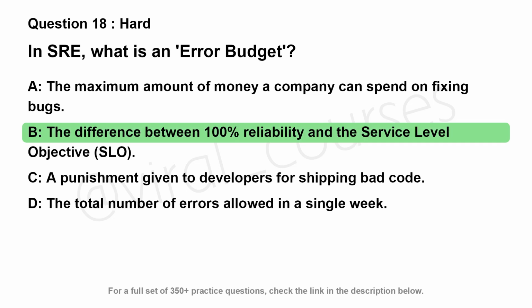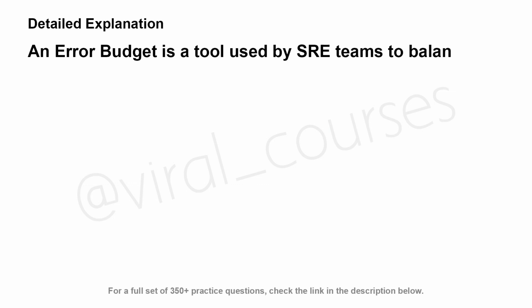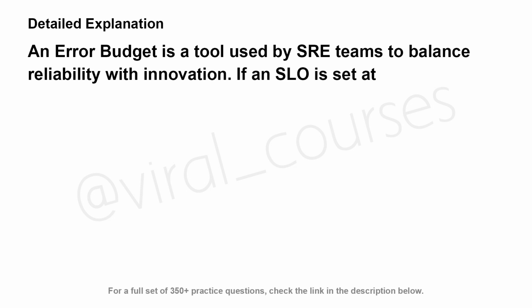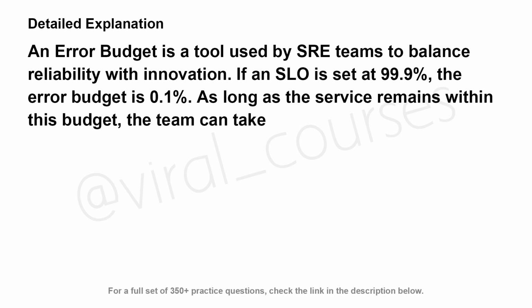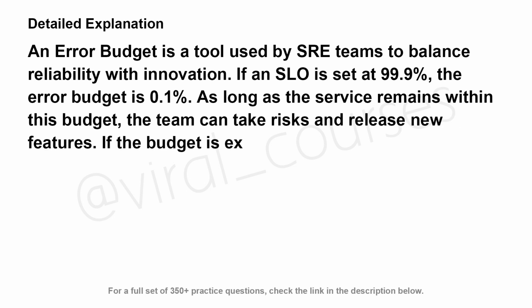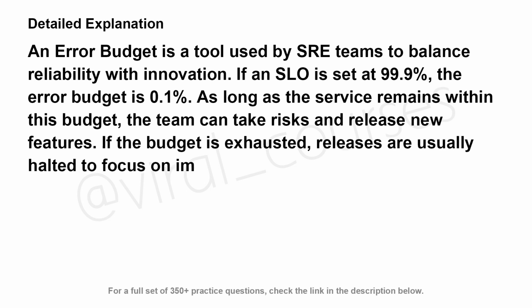The correct answer is B. An error budget is a tool used by SRE teams to balance reliability with innovation. If an SLO is set at 99.9%, the error budget is 0.1%. As long as the service remains within this budget, the team can take risks and release new features. If the budget is exhausted, releases are usually halted to focus on improving stability.